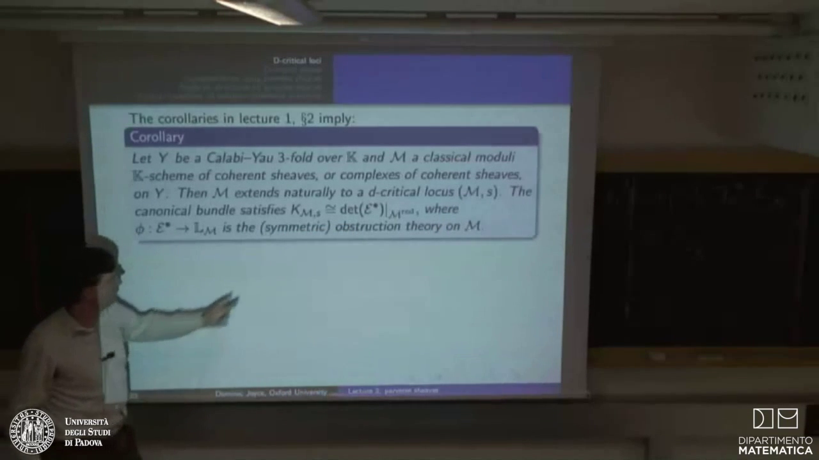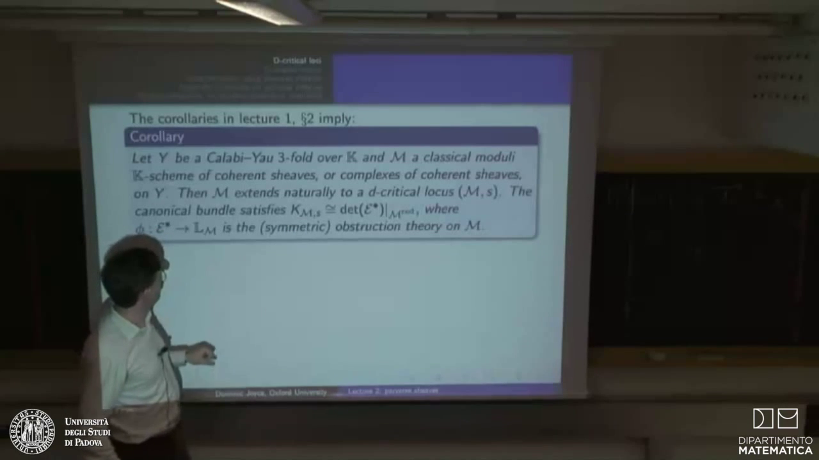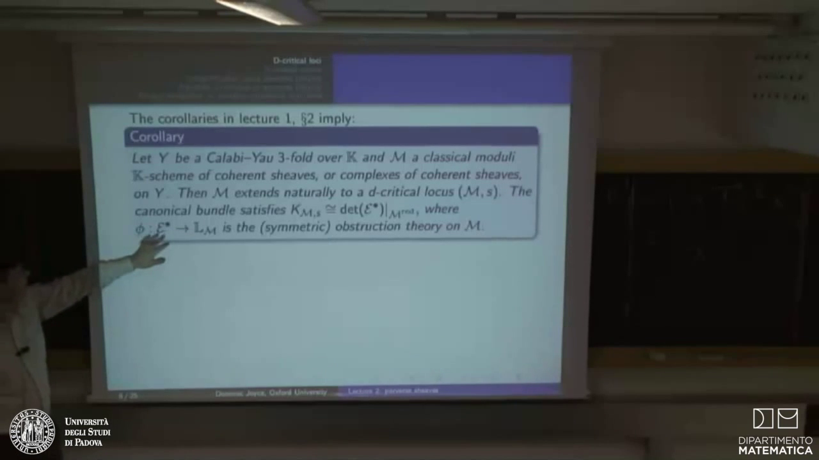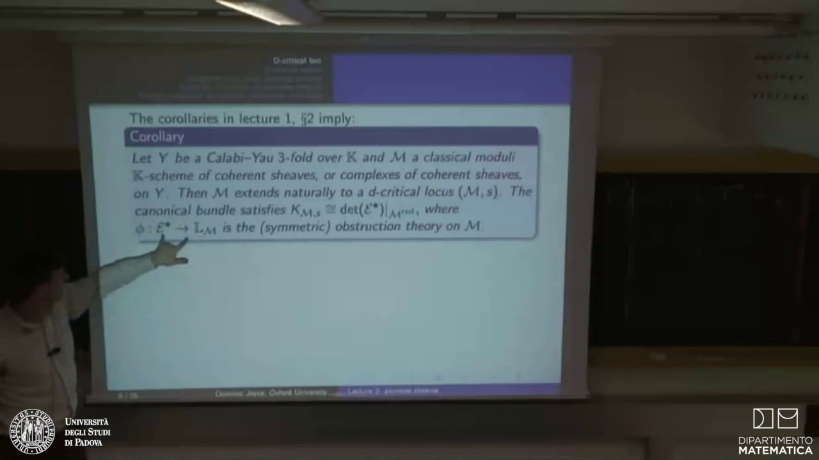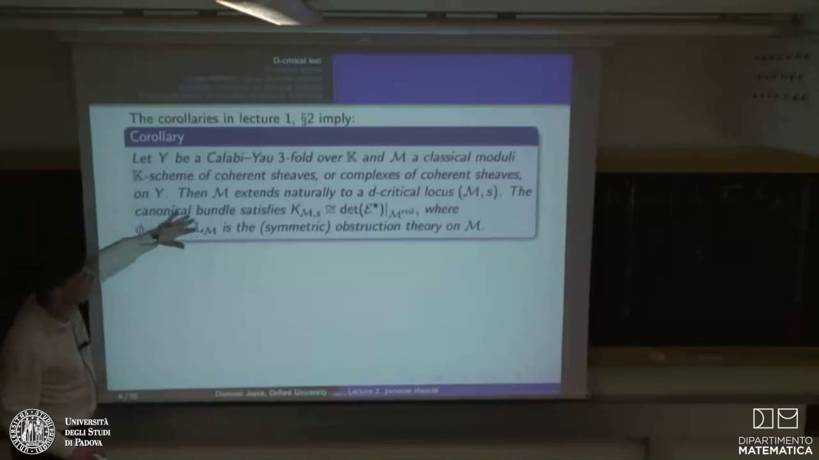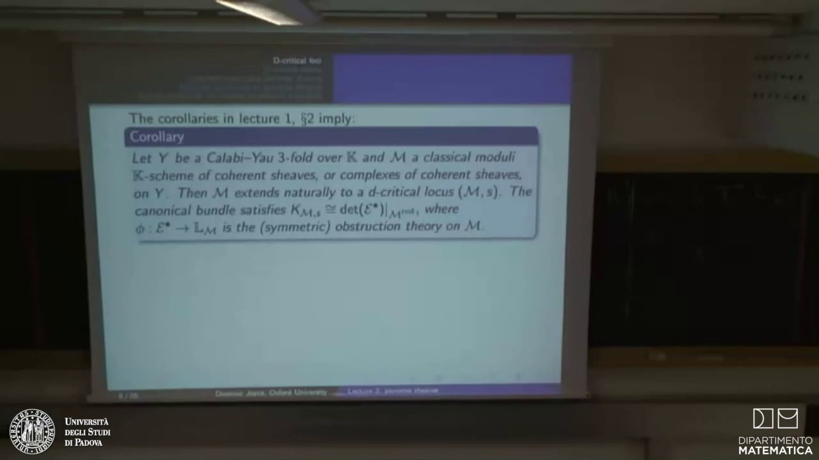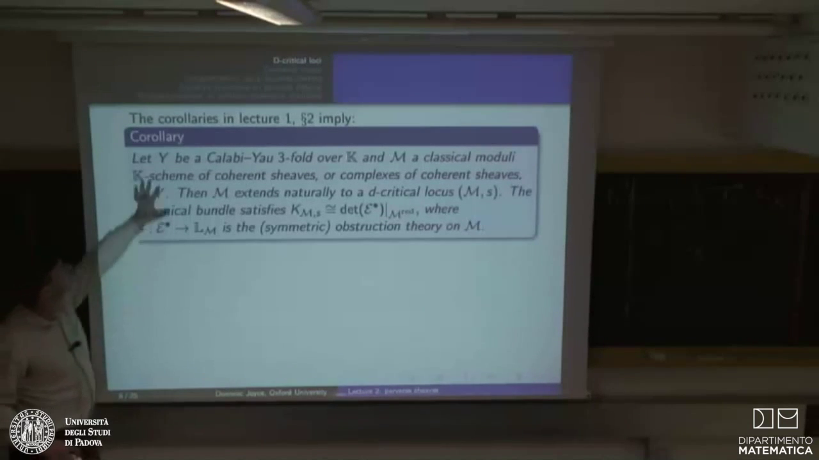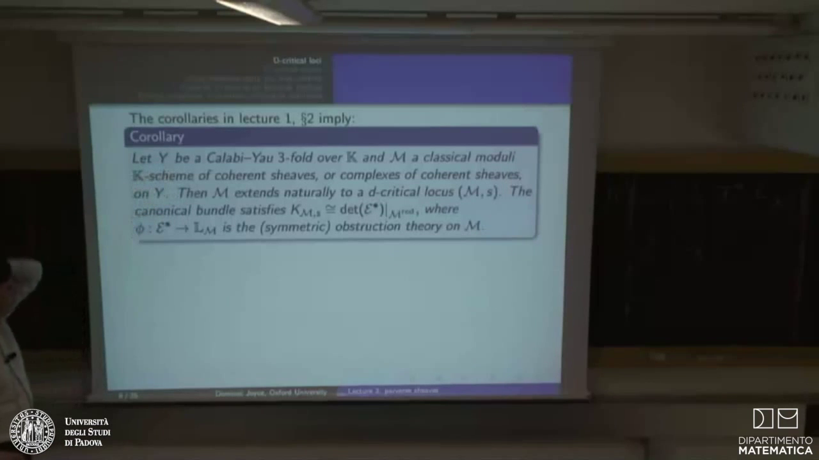We can also identify the canonical bundle, that is the determinant of a complex E restricted to the reduced subscheme, where E is the natural symmetric obstruction theory on M, because this, which has been known in classical geometry for a long time, is in fact isomorphic. E is really the cotangent complex of the derived moduli scheme restricted to the classical moduli scheme. And that's the natural thing induced by the inclusion of the classical thing into the derived thing on cotangent complexes. Okay, so Calabi-Yau three moduli schemes are naturally d-critical loci.